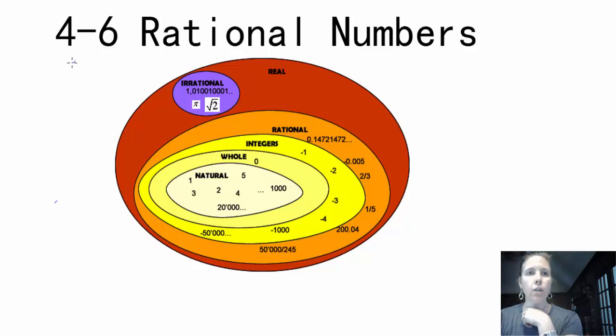Okay, today we're going to do 4-6 rational numbers. So on your paper, I need you to draw something to this effect. You need to have a little circle right here where it says natural. So natural numbers are basically whole numbers without zero. So all positive numbers, 1, 2, 3, 4, 5, all the way up.